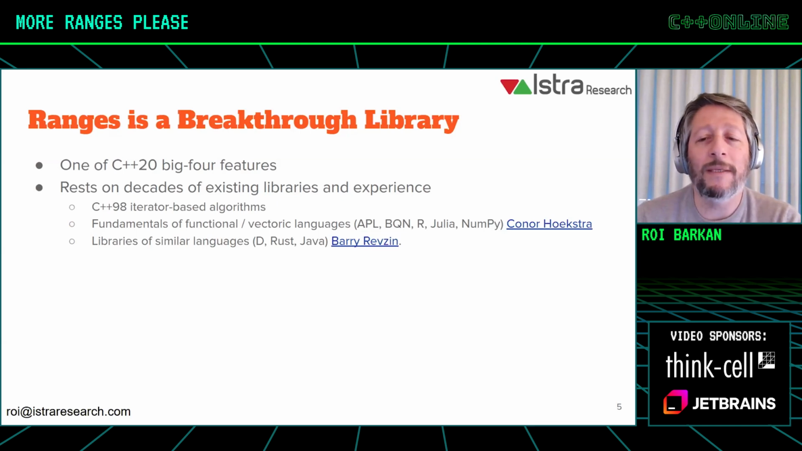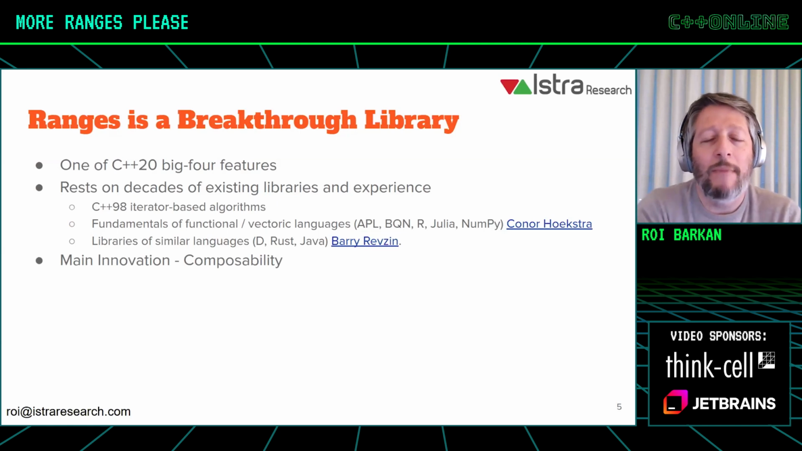And C++ to some extent had the advantage of being late to the game. So C++ developers and maintainers had the advantage of being able to see all of this already unfolding and see the strengths and weaknesses of various approaches when they came in and added ranges to the C++ library itself.